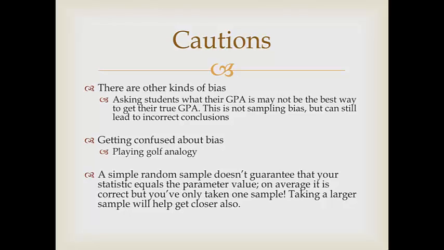It's like playing golf with a slice in your swing. An unbiased sampling method, like taking simple random samples, is what good golfers will do. On average, they're going to get right where they want to get. In golf, the cup; in statistics, the parameter value.